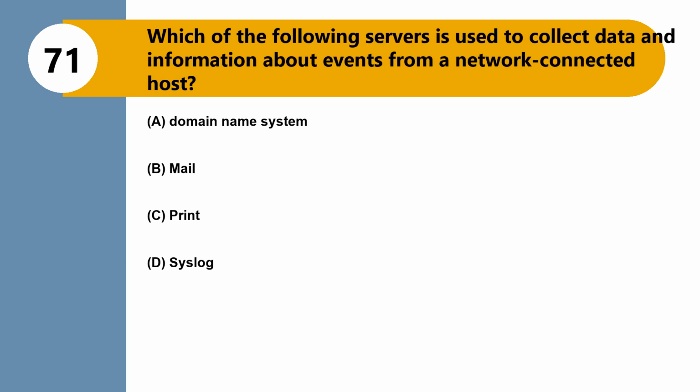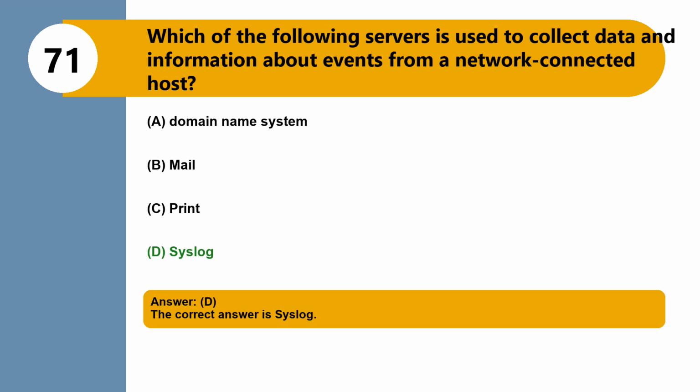Question 71. Which of the following servers is used to collect data and information about events from a network-connected host? Option A, Domain Name System. Option B, Mail. Option C, Print. Option D, syslog. The correct answer is option D, syslog.